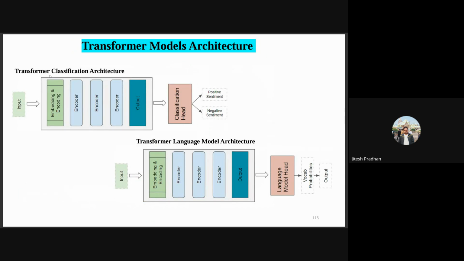This is basically the transformer classifier architecture. If we are using a transformer as a classifier, then we need to add a classification head that can generate positive sentiment and negative sentiment. The rest of the thing will be the same, a series of encoder blocks. If we are using the transformer model as a language architecture, then we need to use a language model, an LLM, on top.